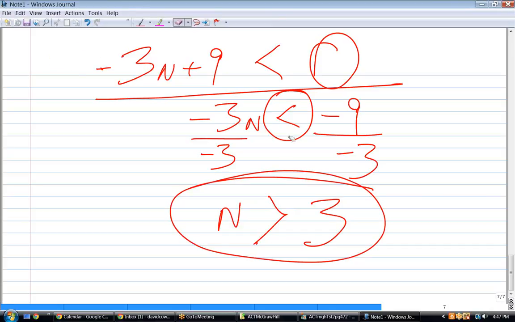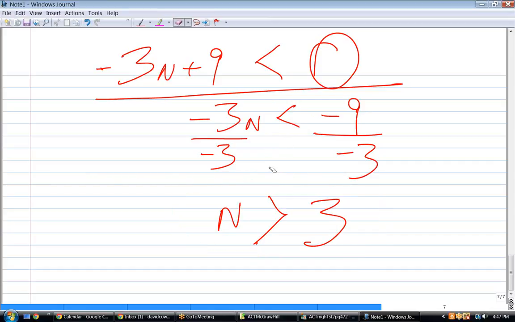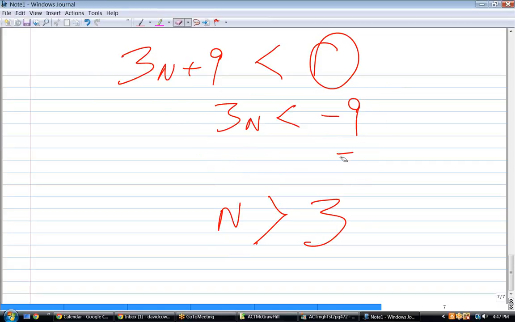So they may or may not hit you with that on this test. In other words, they may give you inequalities that don't ever require you to divide by a negative number like this one. We only had to divide by 3. And notice that it doesn't have anything to do with adding or subtracting negative numbers. You only switch the direction if you are dividing or multiplying by a negative number. Either of those cases.